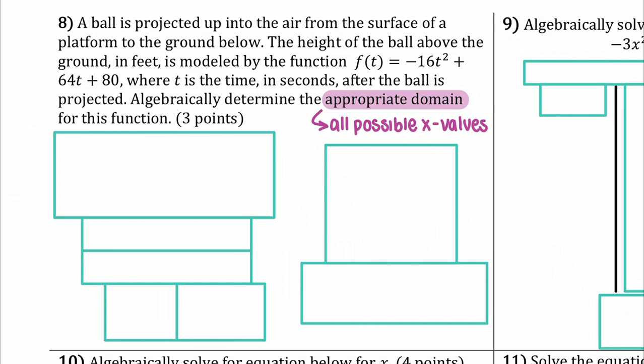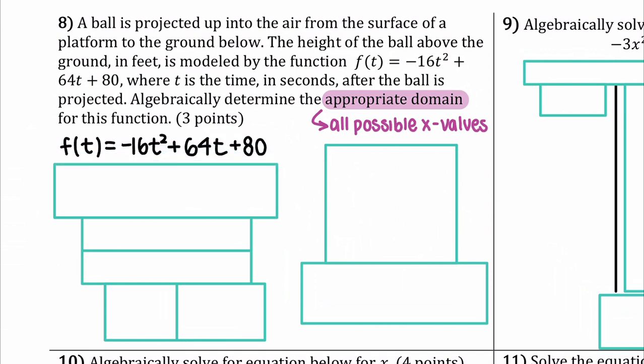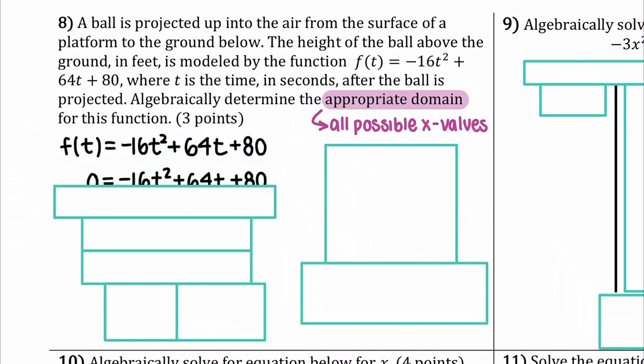So by definition, domain is all possible x values. In this case we're talking about t, and t represents time. So we're only interested in all possible times. The time could start at 0, and then it must end when it hits the ground. That's why we want to find the roots. We're going to set this equation equal to 0 because we want to find at what time the ball stops moving, and that's when it hits the ground. So that's why we set it equal to 0 once again.